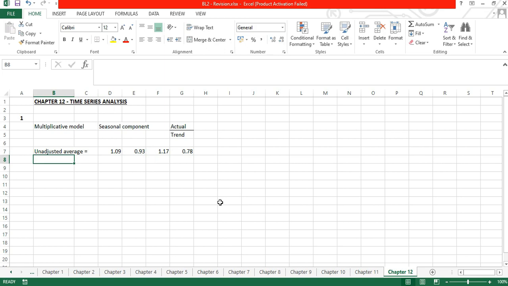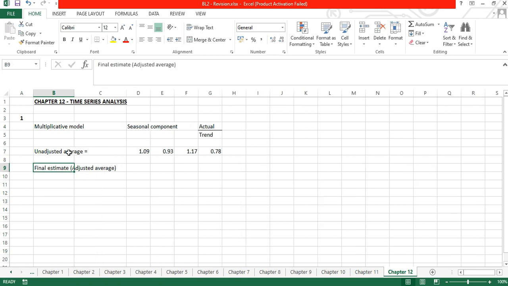Can you all remember? Now just remind yourselves of that step we did to take the final estimate. The final estimate is the adjusted average. So basically you add in your seasonal component. This total we used in step 3 of the multiplicative model. Refer to step 3 in your tute.